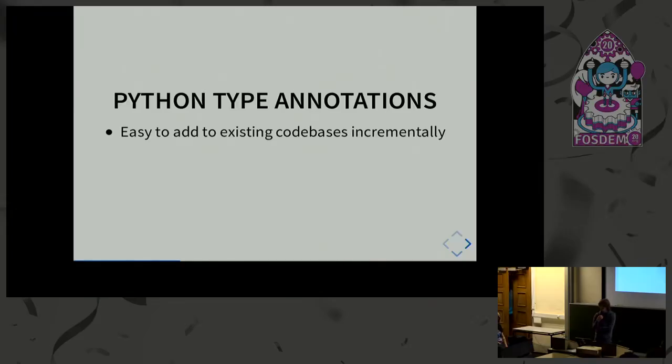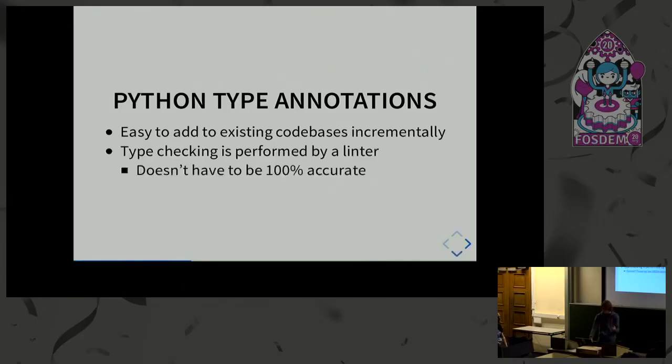And I haven't used Python, so I don't know too much about them, but the type checking is performed by a linter, which is external to Python. You're not compiling your Python into non-typed Python. You're checking it with an external program, which is unrelated to the Python interpreter. And so it doesn't have to be 100% accurate. There are holes in your type annotations. You can always decide not to annotate something if you want to do something fancy.